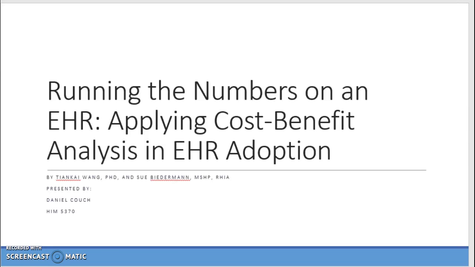My name is Daniel Couch, and I'm doing my presentation on running the numbers on an EHR, applying cost-benefit analysis in EHR adoption. The goal of this article is to demonstrate how organizations can apply financial methods to determine if an EHR investment is worthwhile.